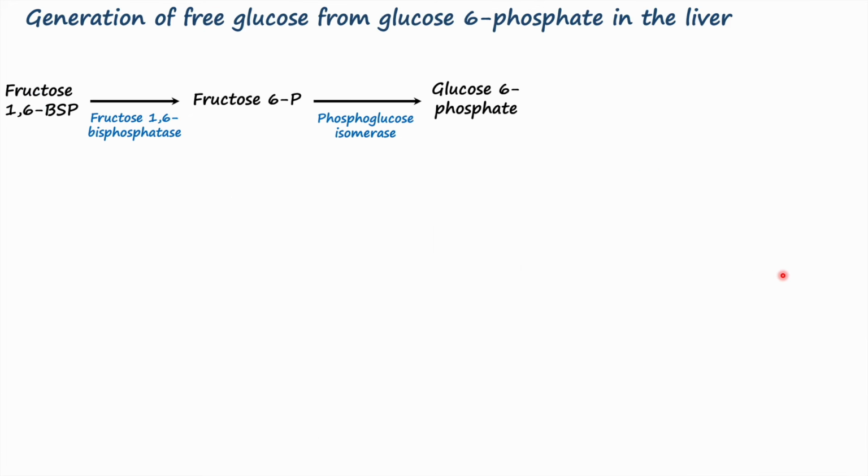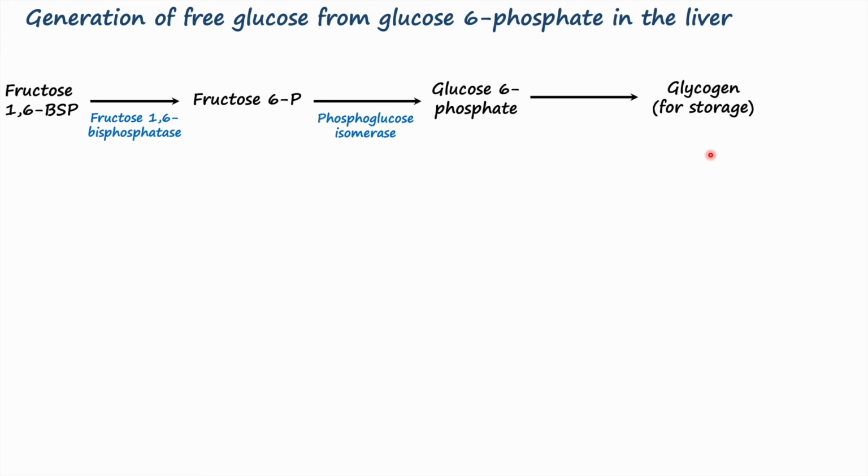Now the other thing I want to talk about is how free glucose is generated from glucose 6-phosphate in the liver. So far we saw that fructose 1,6-bisphosphate is converted into fructose 6-phosphate with the help of fructose 1,6-bisphosphatase enzyme, and fructose 6-phosphate is then converted into glucose 6-phosphate with the help of phosphoglucose isomerase enzyme. Now in most tissues, once glucose 6-phosphate is generated, gluconeogenesis stops here. It doesn't actually release free glucose until it is required. In that case, glucose 6-phosphate is converted into glycogen to store glucose in the form of glycogen.